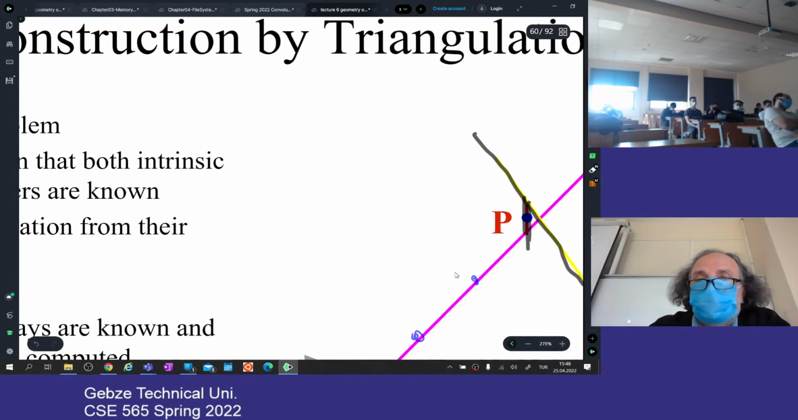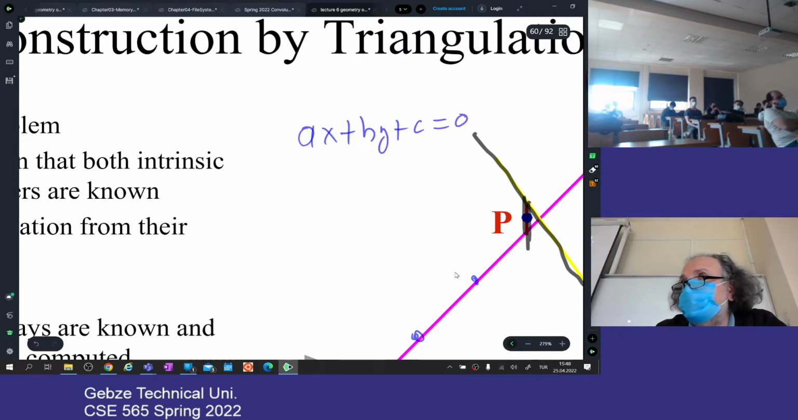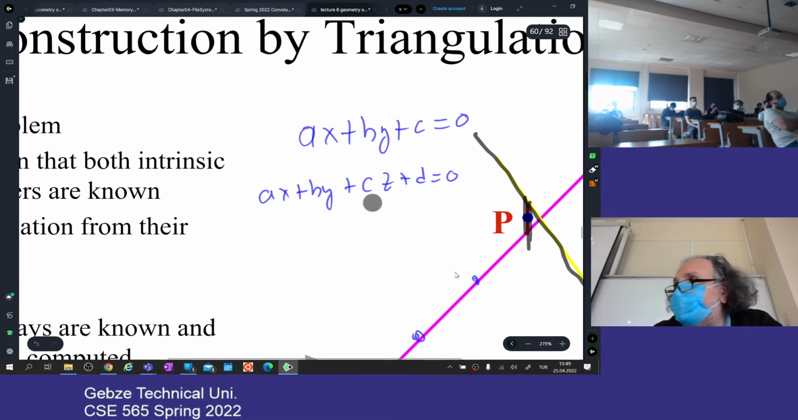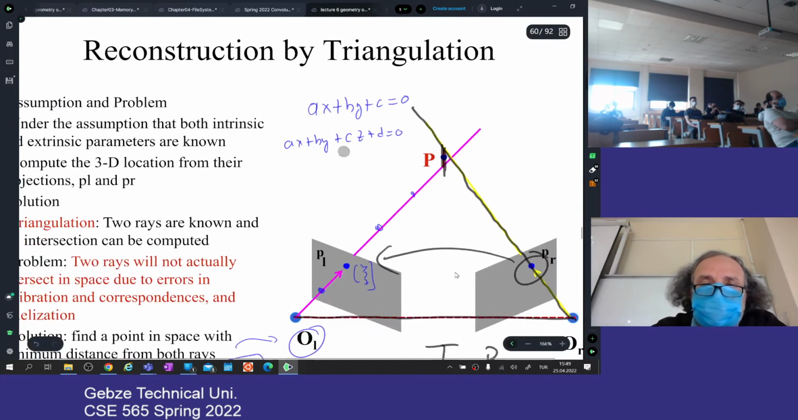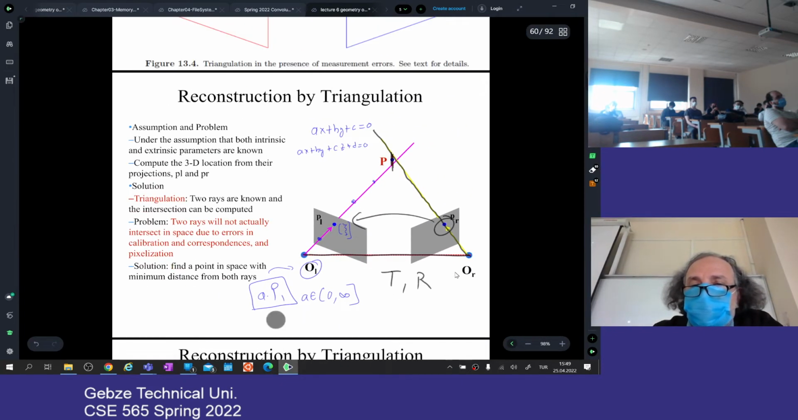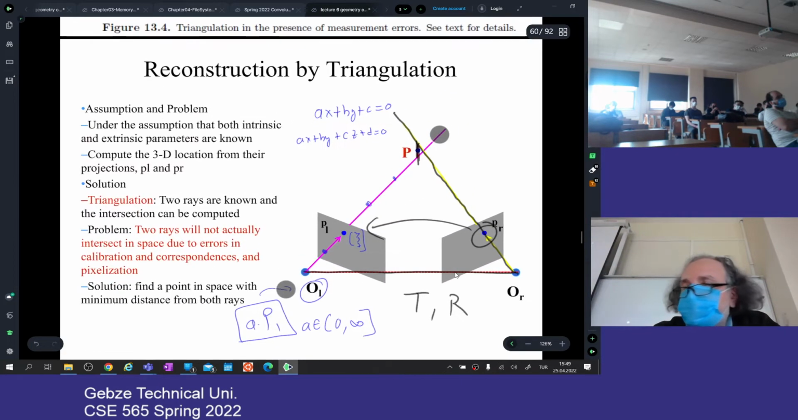In the 2D world, AX plus BY plus C equals 0 is a line, right? How about this one? AX plus BY plus CZ plus D equals 0. What is this? It's a plane, right? In the 3D world, it's a plane, not a line. Writing line formulas in the 3D world is not that easy, but I can write it this way. So A PL represents this line.